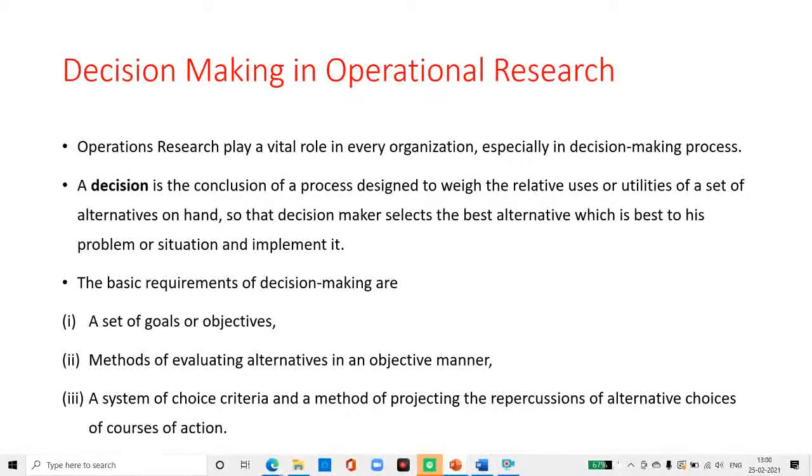So the basic requirements of decision making: first is a set of goals or objectives. Second is the methods of evaluating the alternatives in an objective manner. And third is the system of choice criteria and the methods of projecting the repercussions of alternative choices of the courses of action.